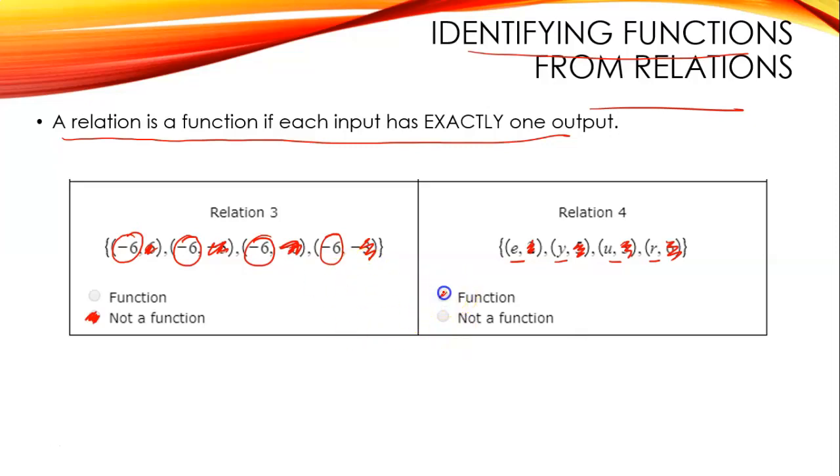You should have said that this was a function. E only has one output, Y only has one output, U only has one output, and R only has one output. If there were an additional thing like this that said R, comma, 4, we would say not a function because R matches with 2 different things.